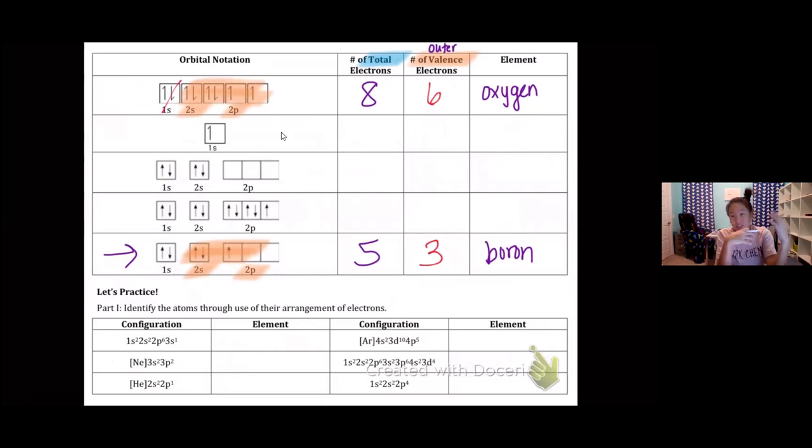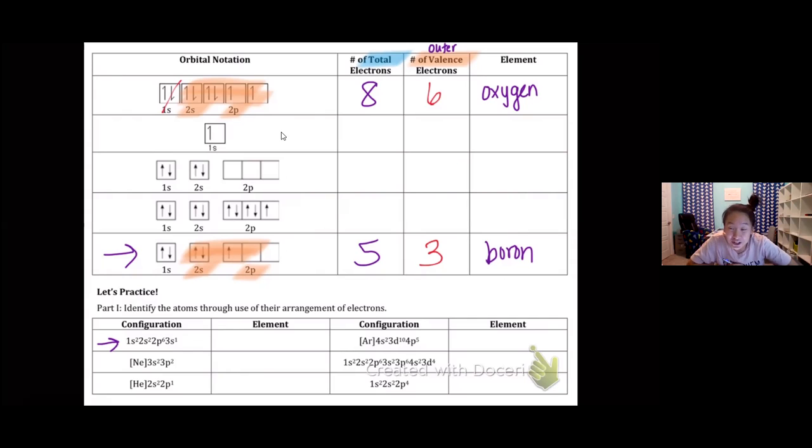Now, there's also a section where you have to go backwards just by looking at the electron or noble gas configuration as well, okay? There are also several ways to go about doing this, so I'm just going to teach you 2 ways. Okay, so this first example right here, okay?